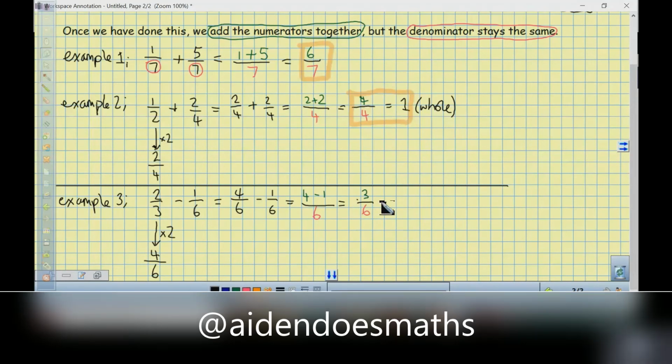Some of you might recognize as well that 3/6 is the same as a half. So if you put a half as your answer, as long as you've shown this working, that would be perfectly fine as well. So if you spotted that, well done. But 3/6 at the moment is perfectly fine.